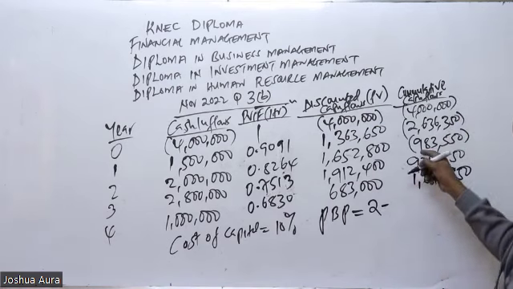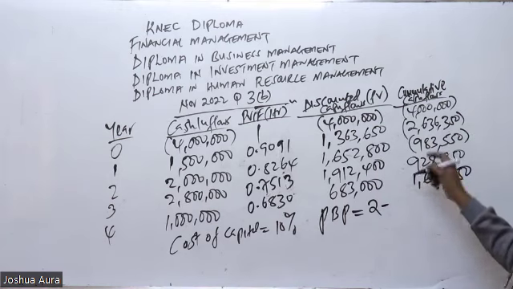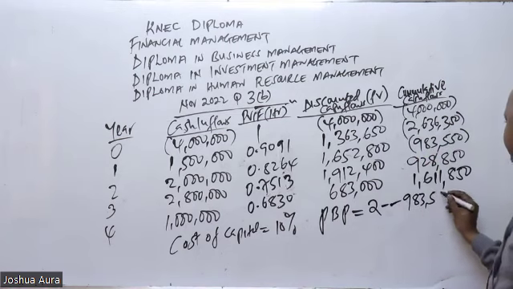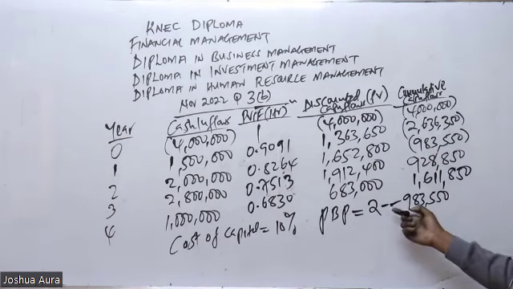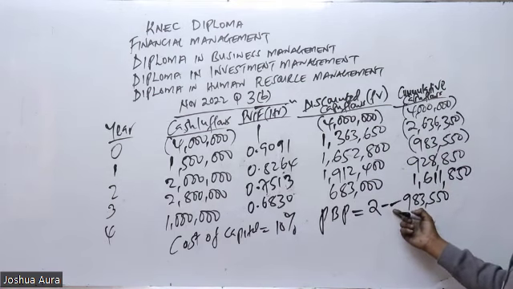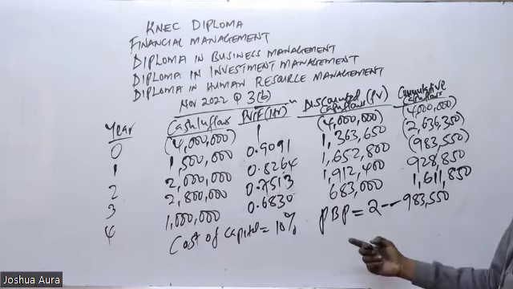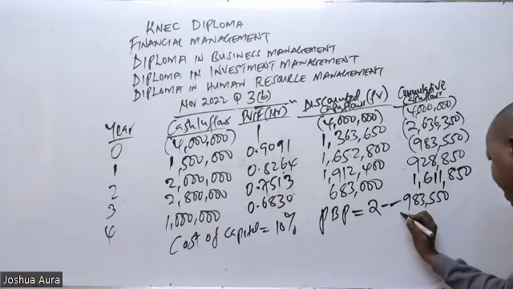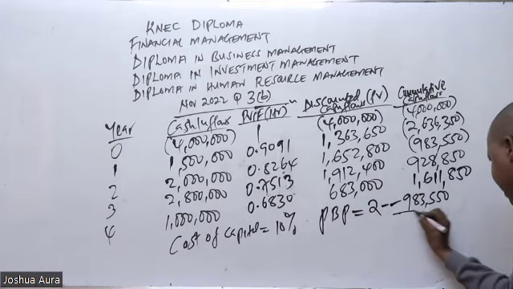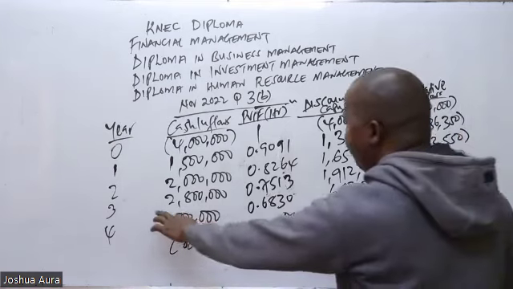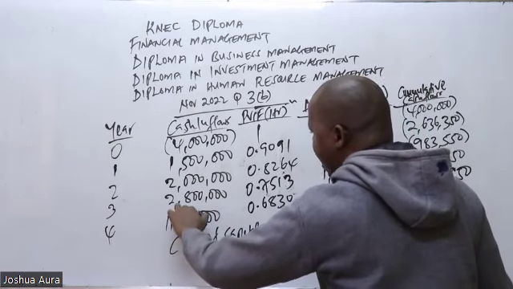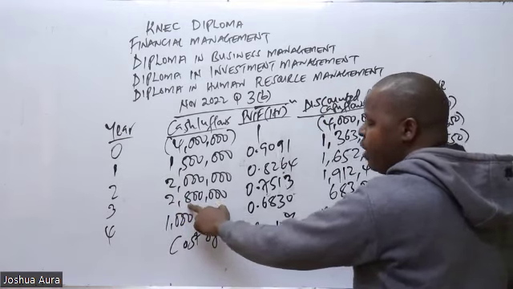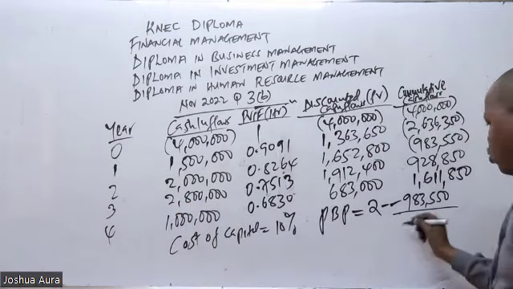Then now we put the last negative figure, which is minus 983,550. So here a negative and a negative will give us a positive, the way we wanted it to be. Then we divide this last negative figure by the next cash inflow figure, which is 2,800,000.